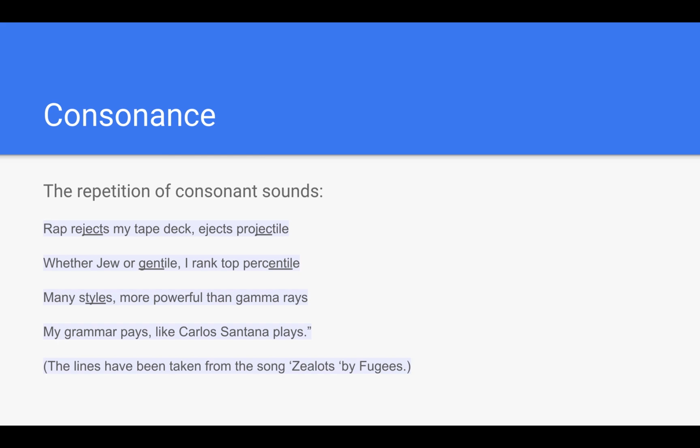Whether Jew or Gentile, I took top percentile. We have a rhyme there, but we also have an "entile" sound. So we have a whole kind of sound going on that we're repeating throughout the line. So assonance and consonance, they're kind of like alliteration. They're more about building out these words in series and getting these sounds projected in structure.